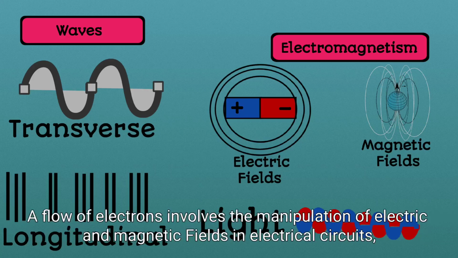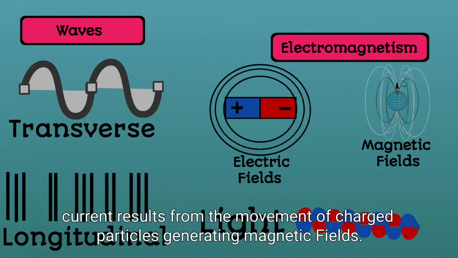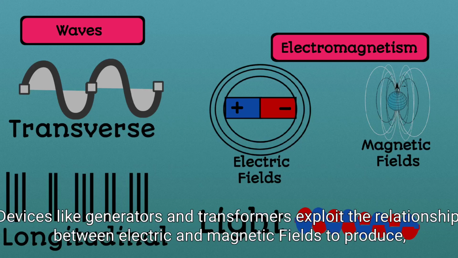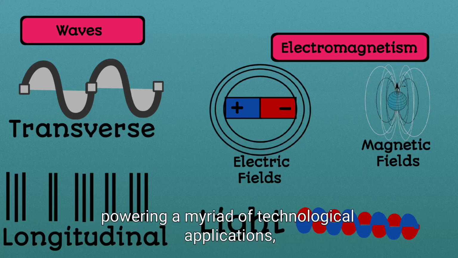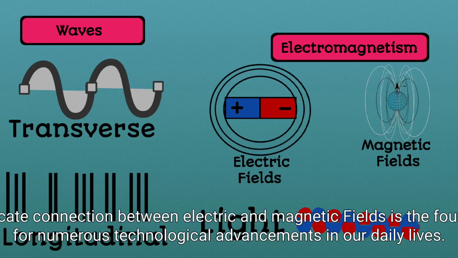Electricity, a flow of electrons, involves the manipulation of electric and magnetic fields. In electrical circuits, current results from the movement of charged particles, generating magnetic fields. Devices like generators and transformers exploit the relationship between electric and magnetic fields to produce, distribute, and transform electrical energy, powering a myriad of technological applications. The intricate connection between electric and magnetic fields is the foundation for numerous technological advancements in our daily lives.